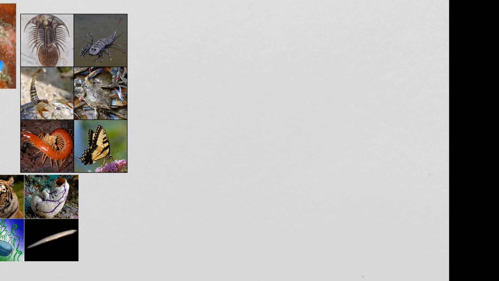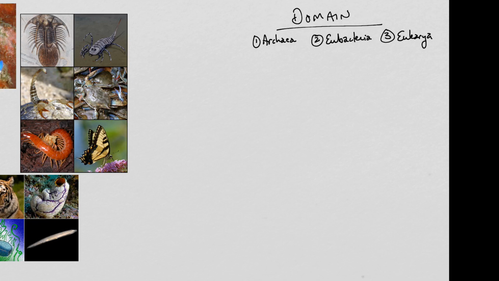As far as classification goes, everything falls under one of three domains. Every living thing falls under one of these three domains. We have archaea, which are our extremophiles. We have eubacteria, which are prokaryotes, and we have eukarya, which are eukaryotic cells. Under eukarya, there are different kingdoms.